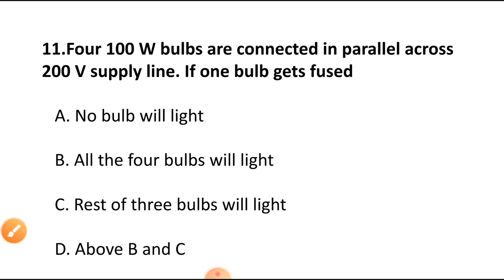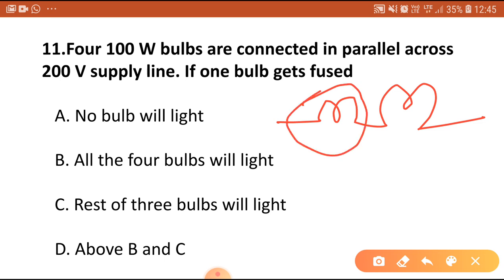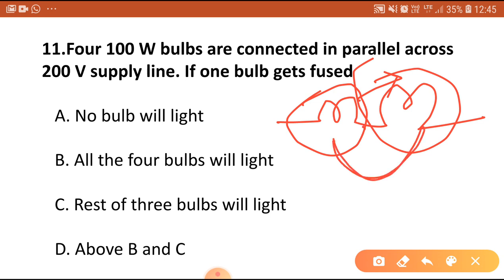Next, question number 11. Four 100-watt bulbs are connected in parallel across a 200-volt supply line. If one bulb gets fused, so I can say, if two bulbs are connected in series, in the previous video I already cleared the parallel and series concept. So if two bulbs are connected in series and one gets fused, then there is also the possibility of the other getting fused, because these will carry the same current and are connected through the same common line. So if one bulb gets fused in series, the other will also get fused.